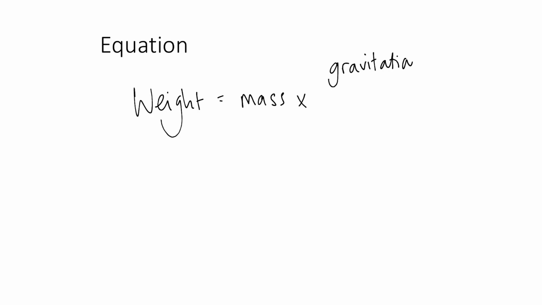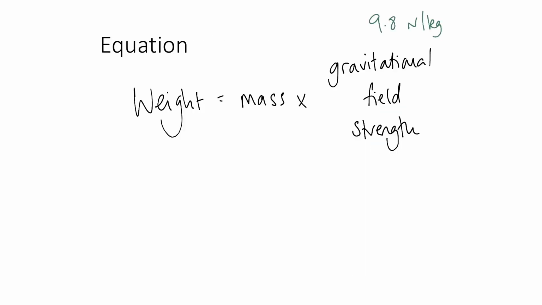There is an equation for this that helps you move from your mass to your weight. So your weight is equal to your mass multiplied by your gravitational field strength. Now on Earth, it's roughly 10 or 9.8 newtons per kilogram, but quite commonly for ease we do round that up to 10.